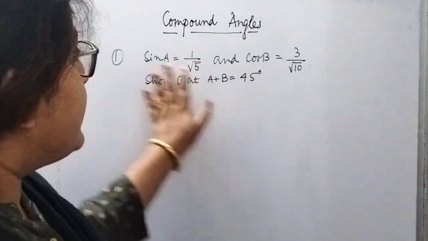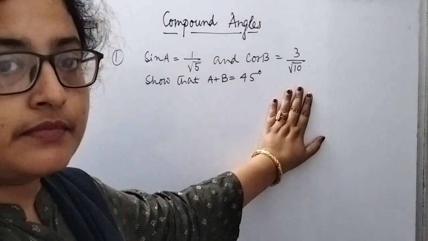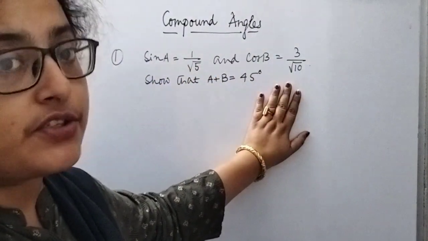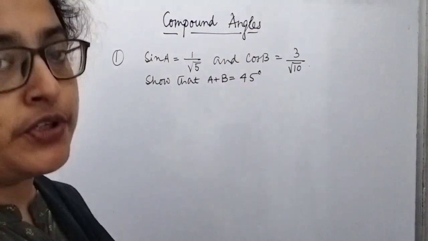Okay. Here the values of sin A and cos B are given, and both the values are positive here. That means they are existing in the first quadrant. Now we have to show A plus B equals 45 degrees.